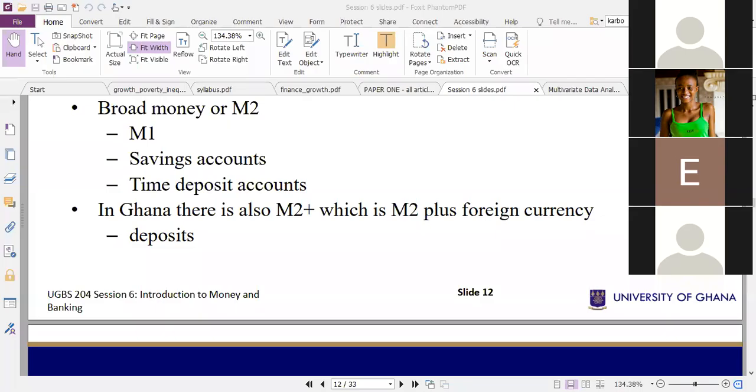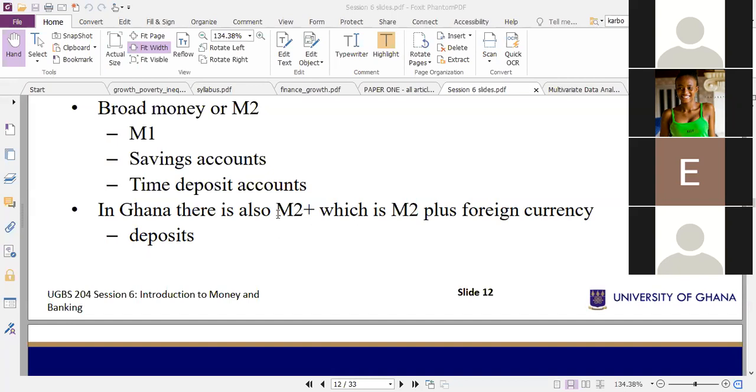Okay, so as I told you earlier, in Ghana, we have another category we call M2+. In Ghana, when we say broad money, this is what we mean, the M2+. So the M2+ consists of M2 plus foreign currencies. It has all these components: M1, savings, time deposit, plus a foreign currency. Remember, we use a lot of foreign currency, so you should get it if we are saying plus a foreign currency. We use the dollar a lot.